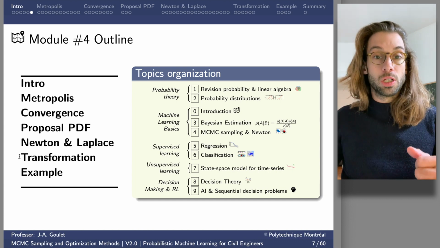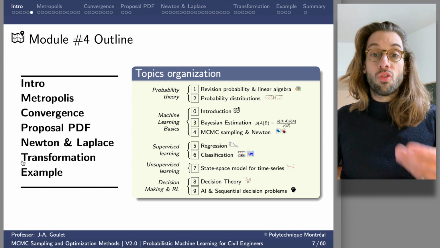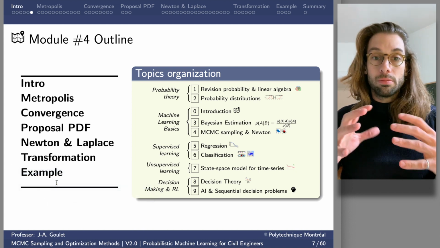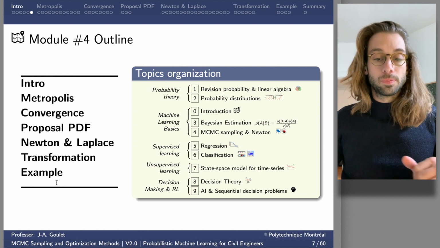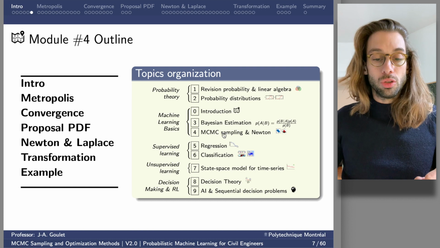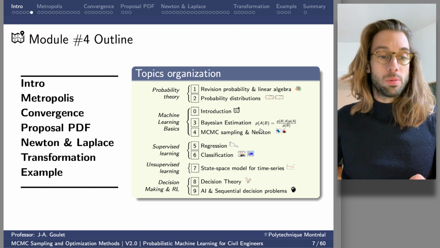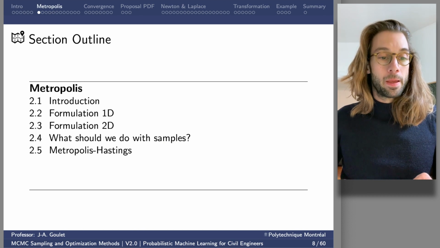So in that case, what we're going to see is that we can go around those difficulties by transforming our sampling space. And finally, we're going to look at a complete example where we can put all these notions together. So we're covering here module 4, where we're seeing MCMC sampling as well as Newton, which is one of the gradient-based optimization algorithms we're going to see together here.